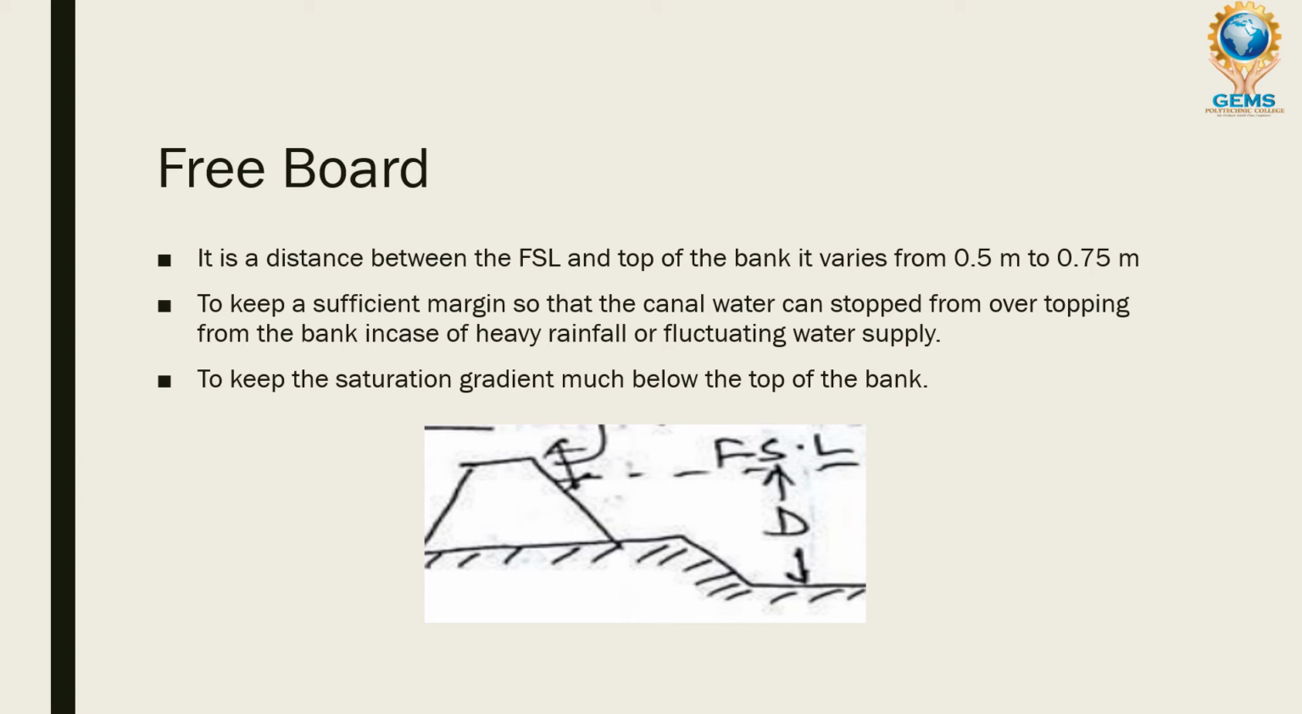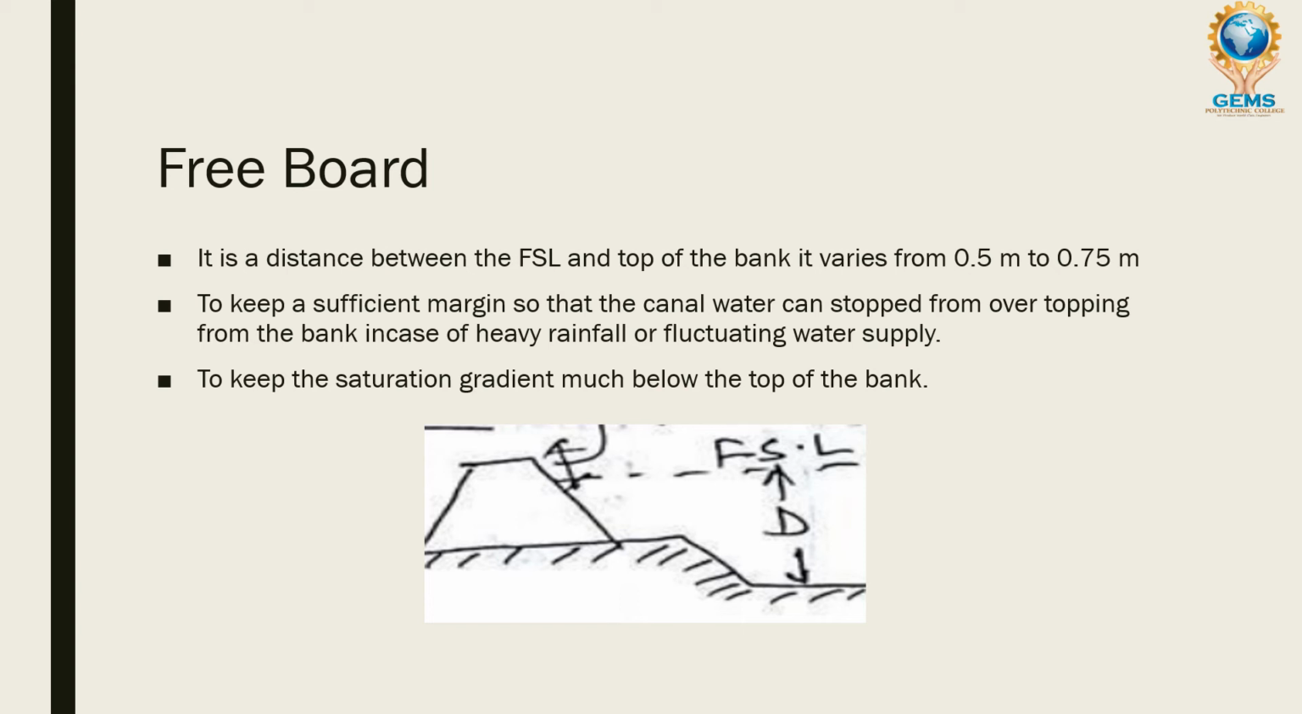You have to design the freeboard to be between 0.5 meter and 0.75 meter, to keep a sufficient margin so that the canal water does not overtop, as I mentioned in the first point. You should design so that the water flow does not overtop the crest of the canal, dam, or any storage structure you are constructing. This is why the freeboard is provided.